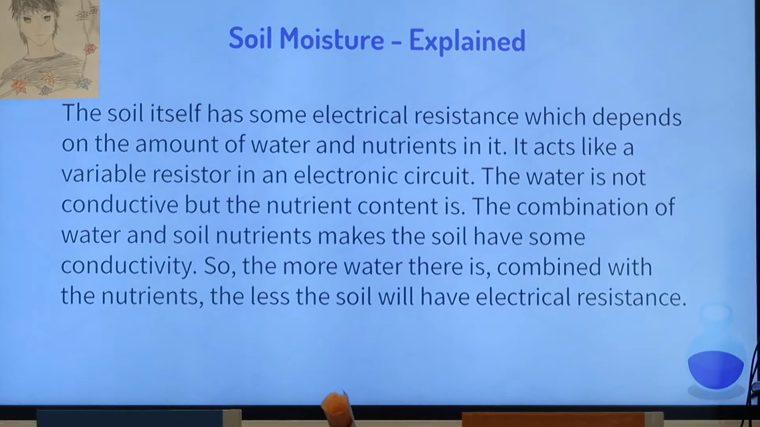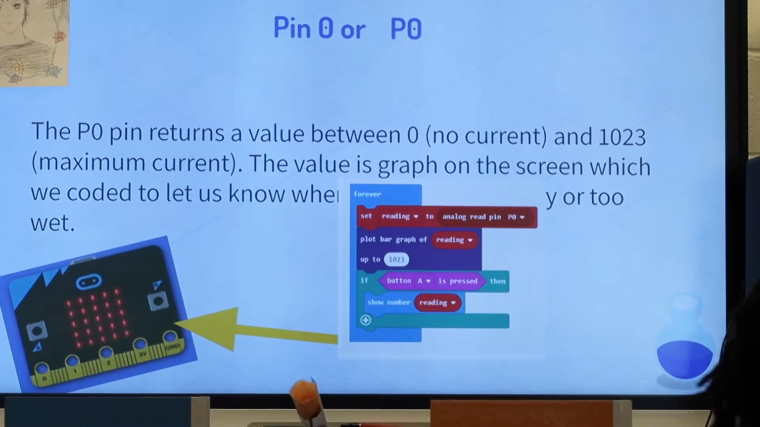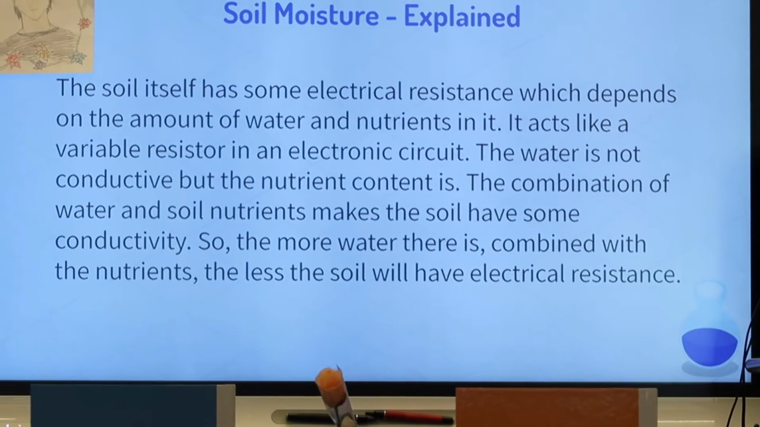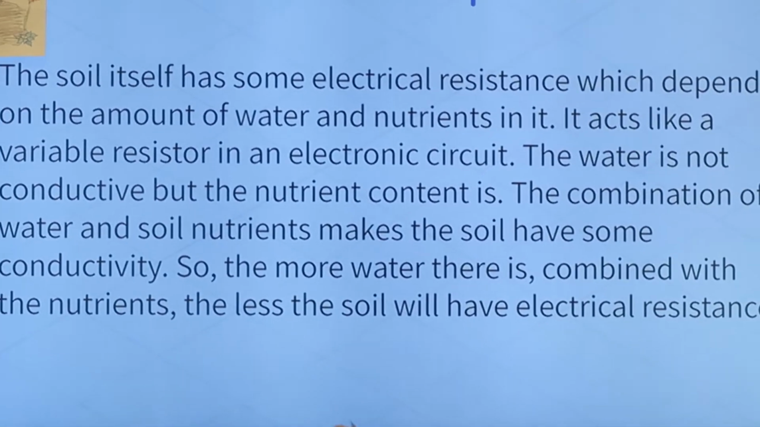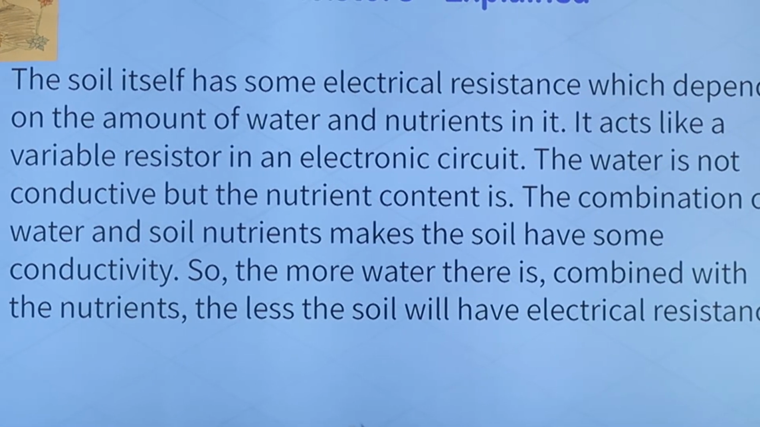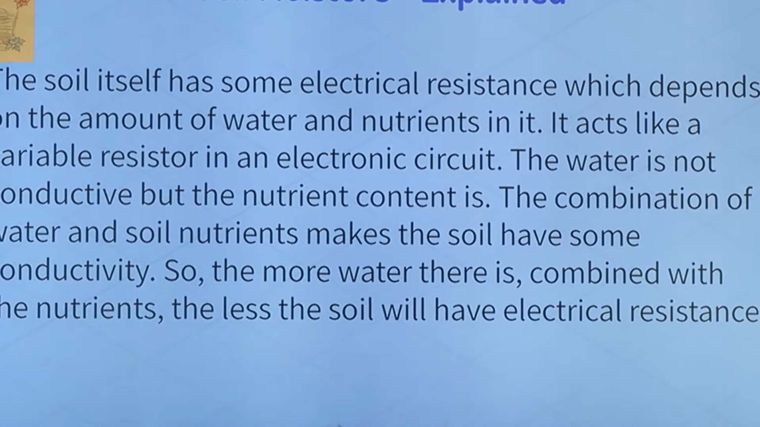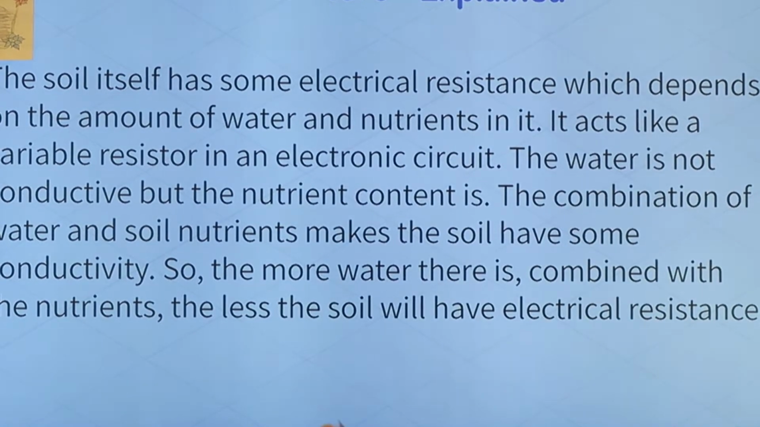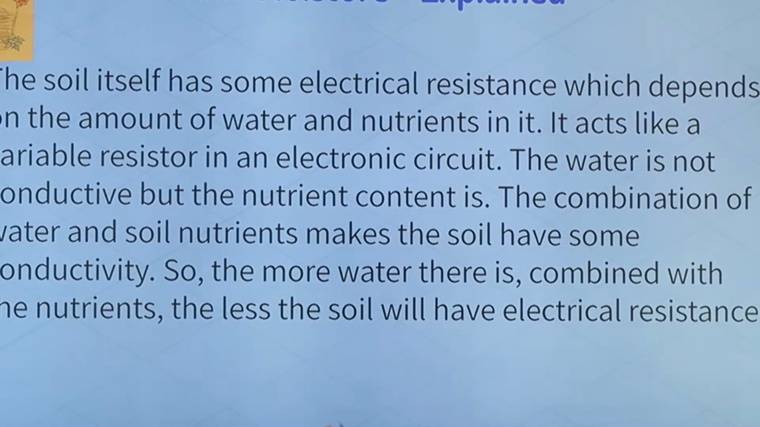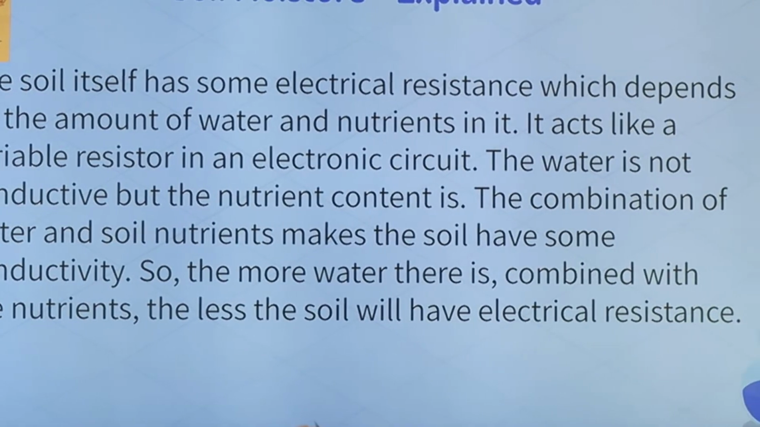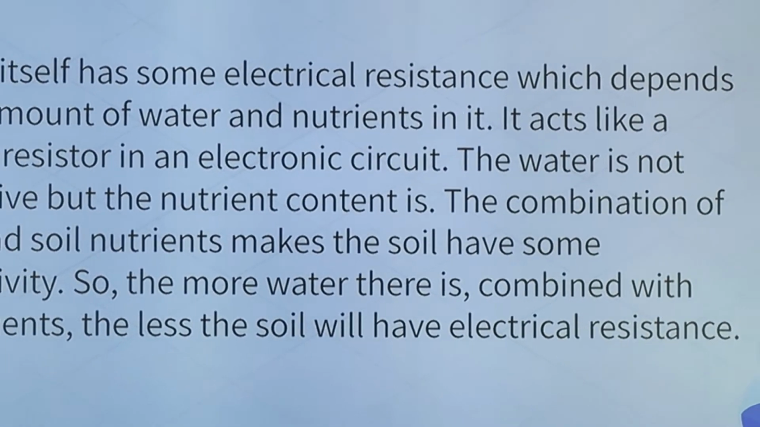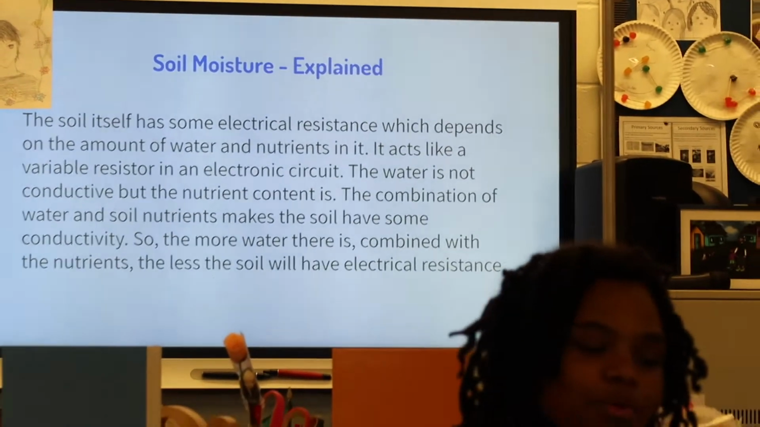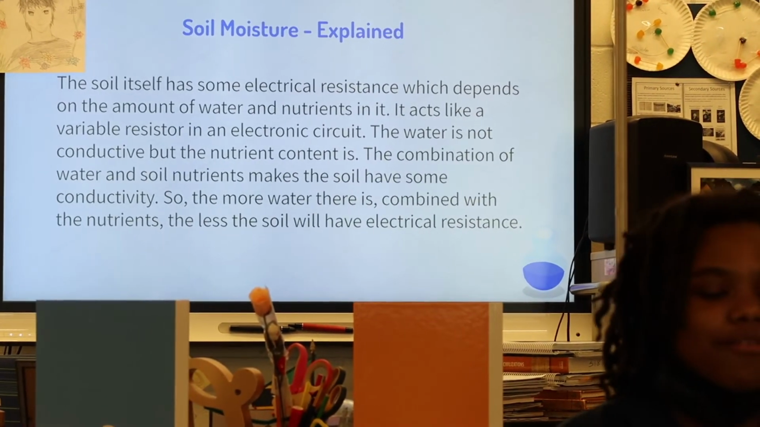Soil moisture explained. The soil itself has some electric resistance, which depends on the amount of water and nutrients in it. It acts like a variable resistor in the electronic circuit. The water is not conductive, but the nutrient content is. The combination of the water and the soil nutrients makes the soil have some conductivity, so the more water there is combined with the nutrients, the less resistance the soil will have to electricity.